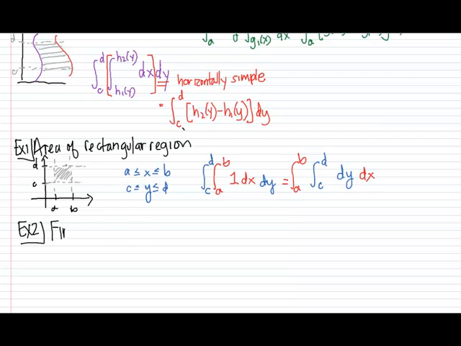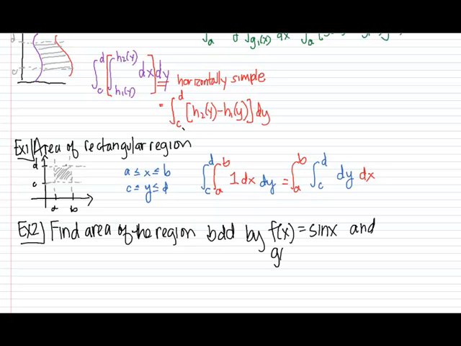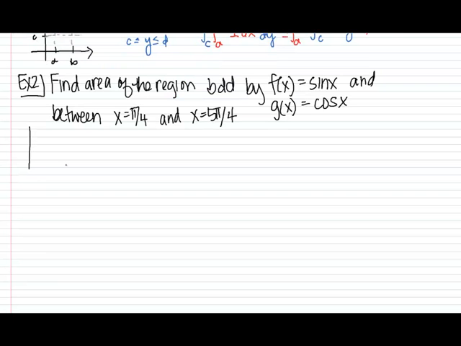Let's find the area of the region bounded by f of x equals sine x and g of x equals cosine x between pi over 4 and 5 pi over 4. So let's take a look at this graph. Sine x, cosine x. Now if I want it between pi over 4 and 5 pi over 4, hopefully you're still familiar enough with the graph of sine and cosine to realize that the sine function value will always be on top for that particular interval.